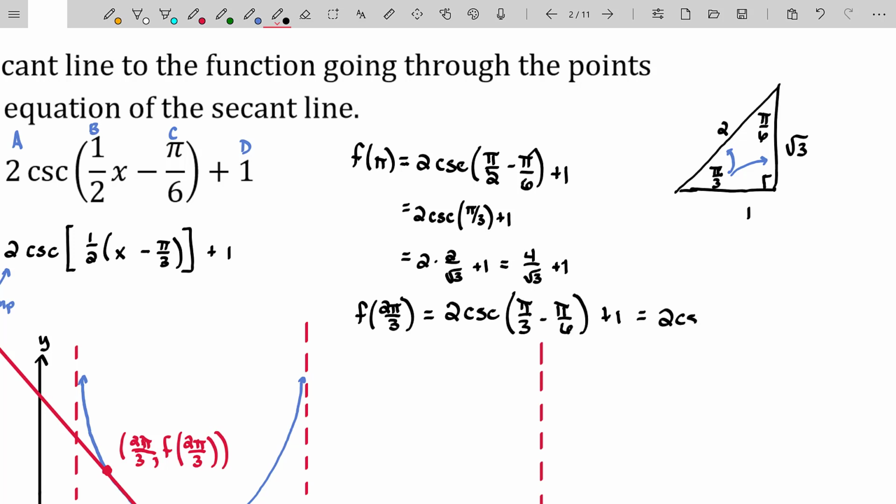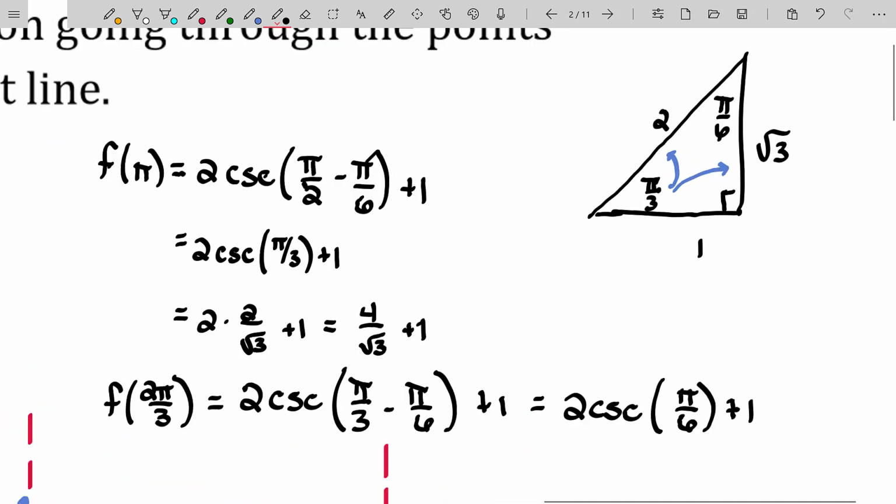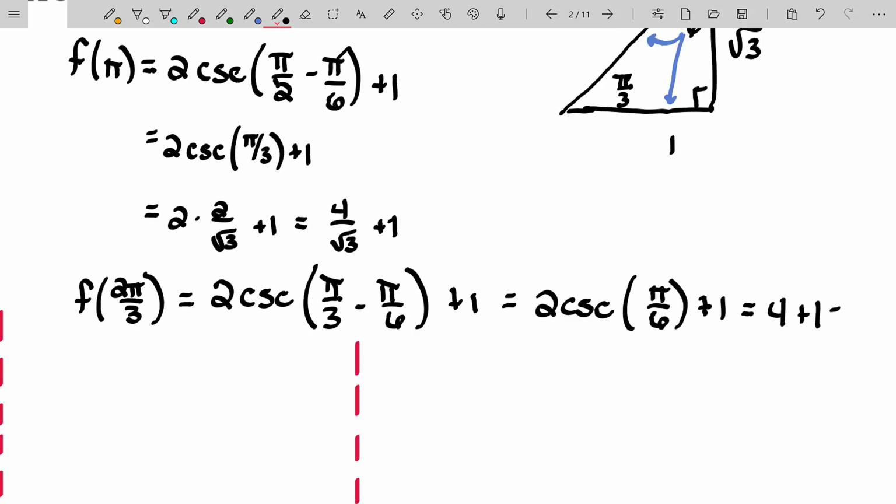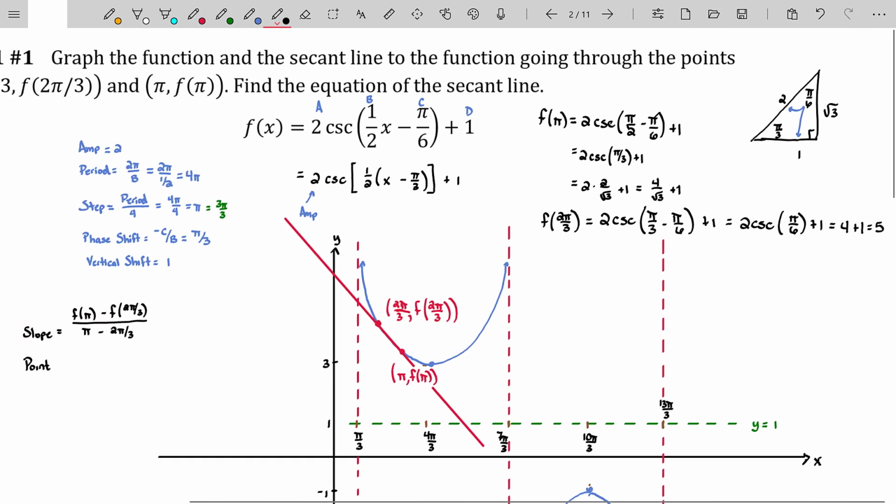And that's 2 pi over 6 minus pi over 6, or pi over 6. Again, referring to our right triangle here, we know that the cosecant is hypotenuse over opposite. Almost said adjacent, but it's opposite. And so that would be 2 over 1, which gives us 4 plus 1, or in other words, 5. Now we just go back and plug those things into our slope formula.